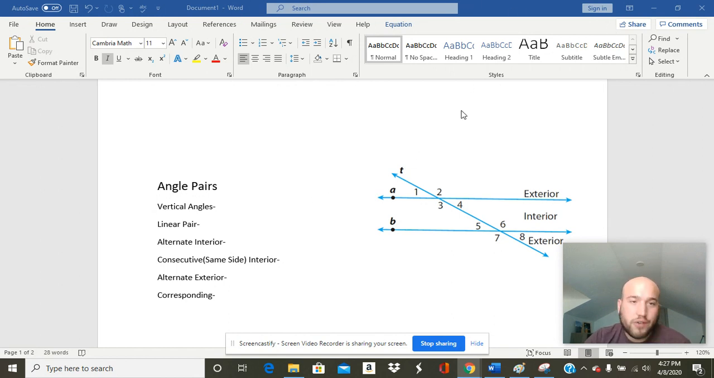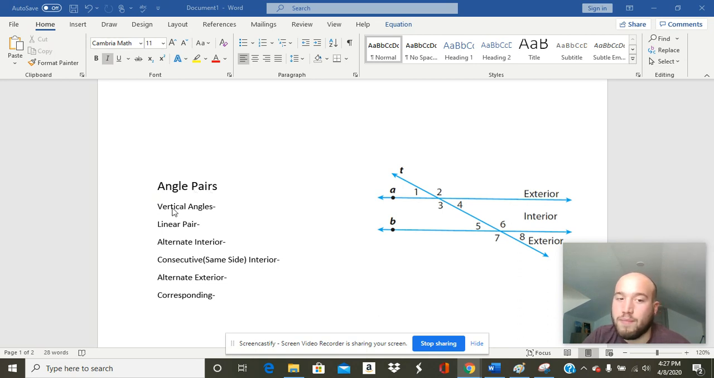So yesterday, a couple of you did very well. We had a perfect score, several very close to perfect. However, as a whole, we were struggling with identifying the different types of angles. So we're going to practice that some more. So we have several different angle pairs.